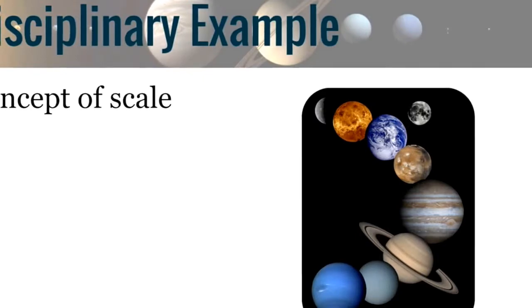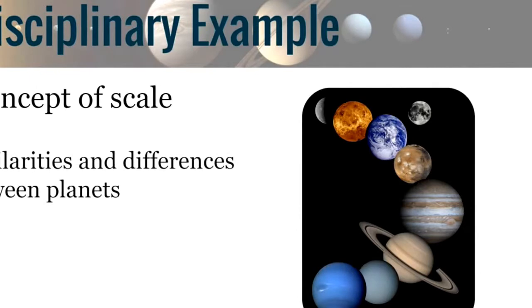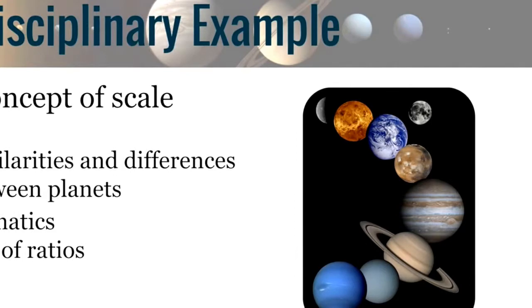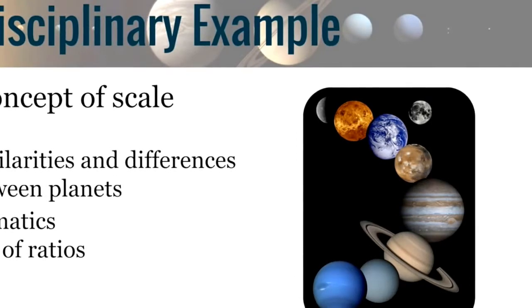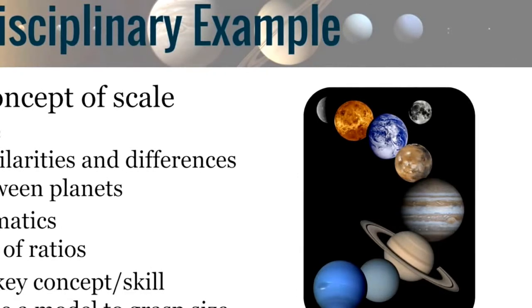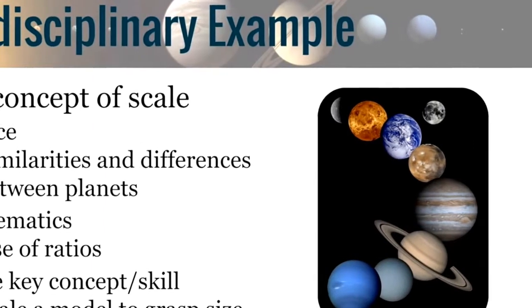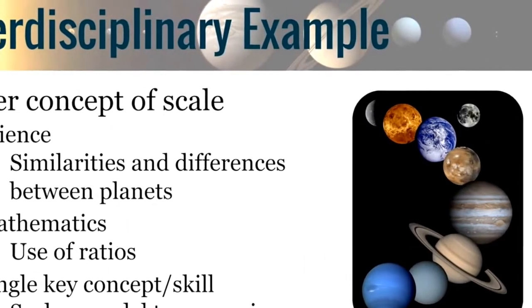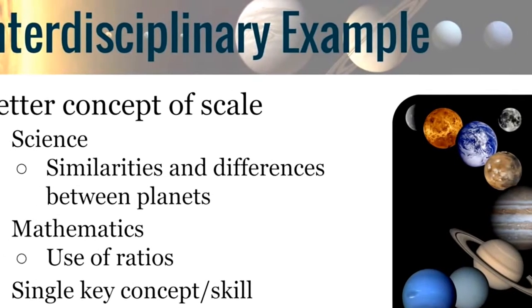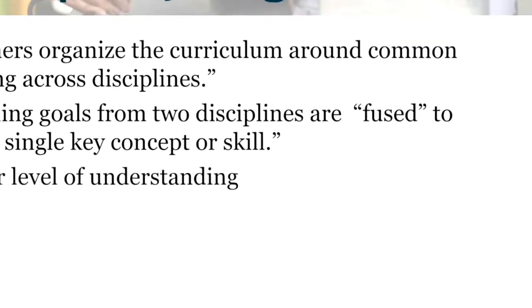The learning goal of science focuses on the similarities and differences between planets, and the learning goal of math focuses on the ability to apply the use of ratios. Combining these learning goals forms a single key skill, which is to scale a model that helps students grasp the size of planets and the distance between planets in the solar system. This integration allows students to go past just learning about the surface features of planets, but instead get a deeper level of understanding of the solar system through size and distance scale.